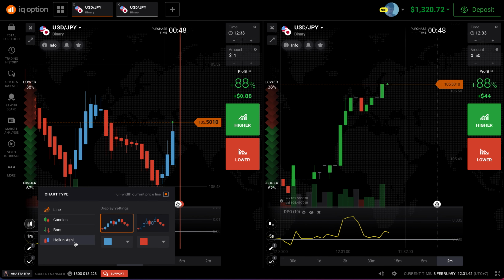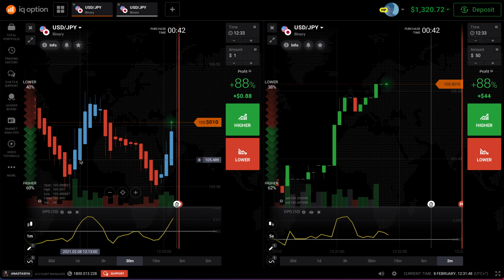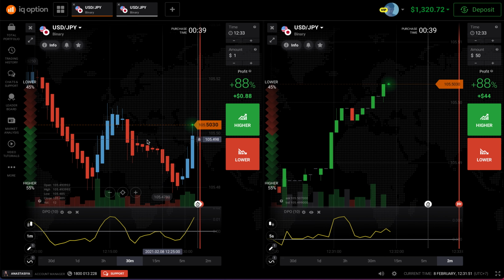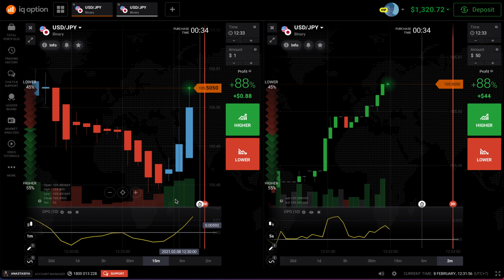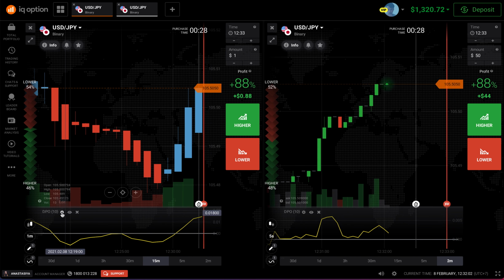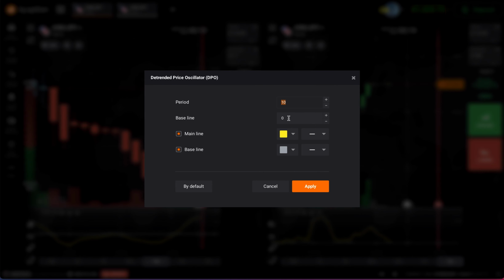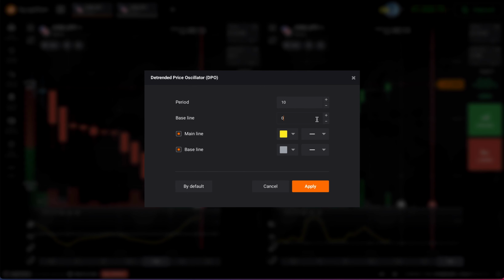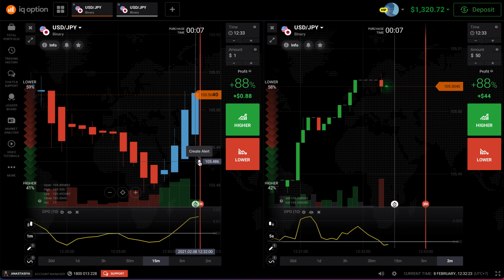Heikin-Ashi line. This is a Heikin-Ashi chart. The Heikin-Ashi chart tells us that once the color changes, it means the trend is changing. And the DPO also tells us that if this trend is about to change, it should be above 0. I will set the DPO to 10 periods, so it calculates every 10 candles. The baseline is 0, and that tells you the trend change is confirmed.